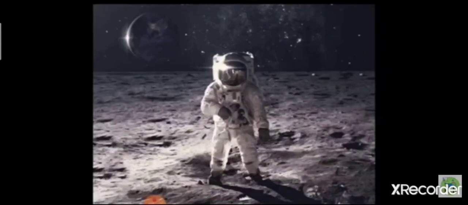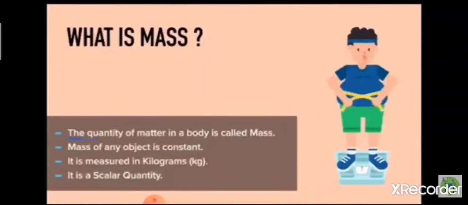So it means that whatever substance or matter is present in your body, if we add it or calculate it, what we'll get is mass. So the quantity of matter in your body, how much matter is present, that is called mass. So how do you measure this mass? You measure this mass with the help of the weighing machine.